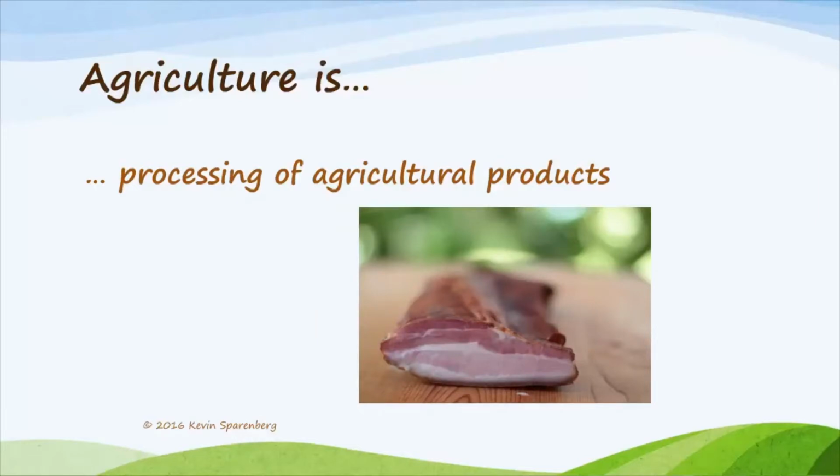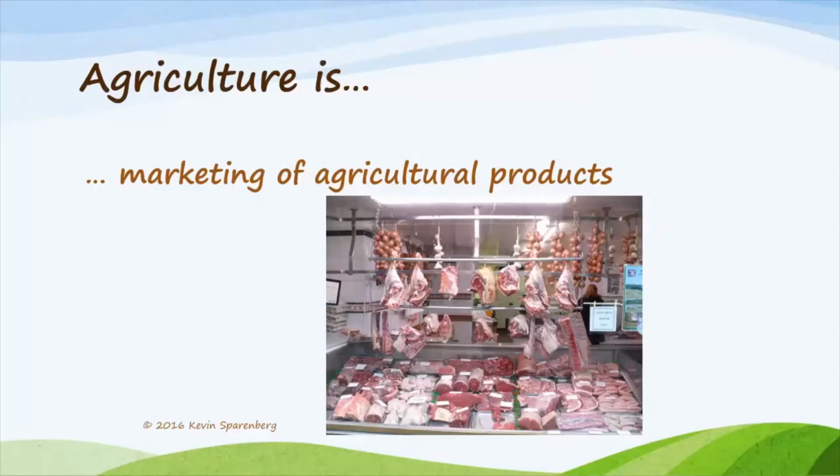Processing agricultural products includes activities such as processing oats from the field into oatmeal, cotton into a dress shirt, hides into leather, hogs into bacon, and tomatoes into pizza sauce. The marketing of agricultural products includes those activities for the selling of products from the producer to the end user. We include activities such as advertising, sales, merchandising, and pricing.